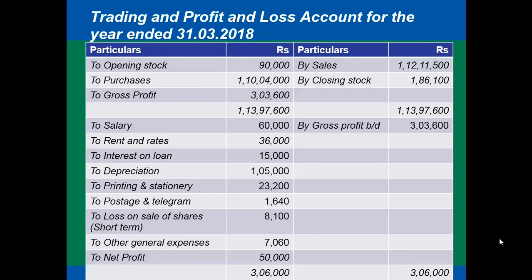Let's look at the expense side. Salary of rupees 60,000 was paid during the year. Rent, rates and taxes were 36,000. Interest on loan 15,000. Depreciation 1 lakh 5,000. Printing and stationery 23,200. Postage and telegram 1,640. There was a loss on sale of shares, which is short term, 8,100. Other general expenses 7,060, and total net profit was 50,000.